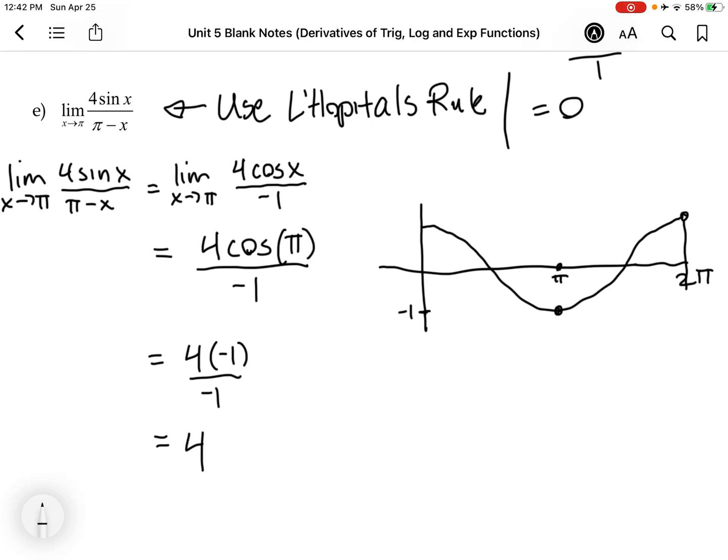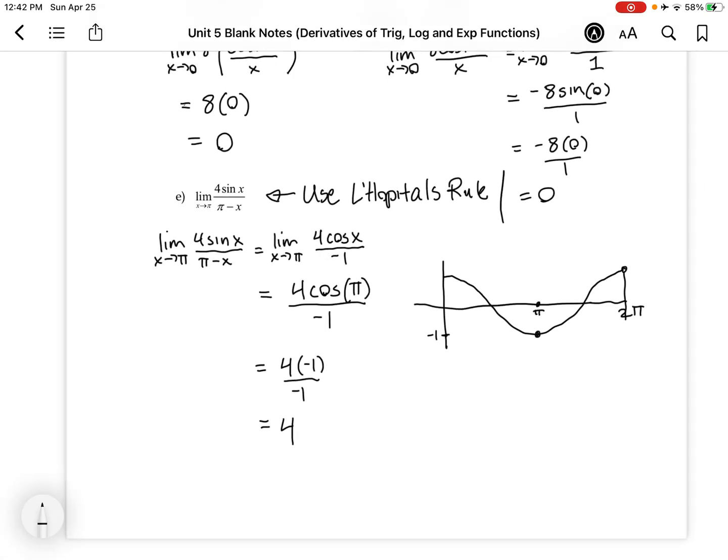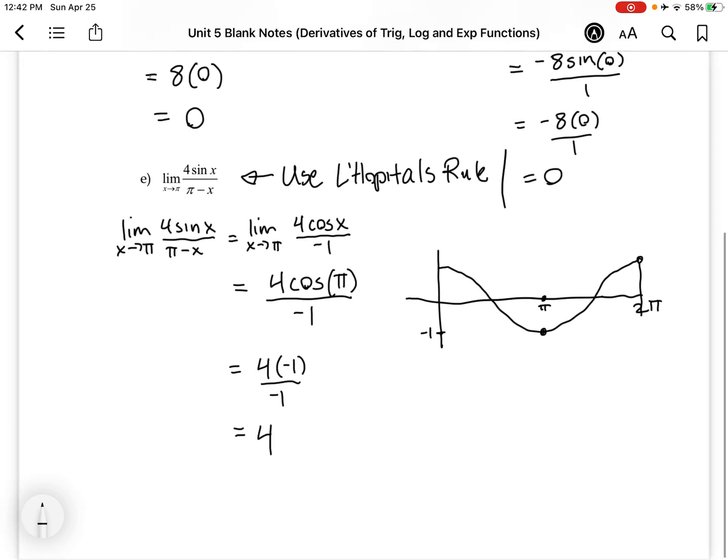All right, so lots of options as to how to approach these questions. L'Hopital's rule is incredibly useful, not just for trig functions, but for all types of limits. And so it will be something that you will revisit going forward into other math courses. Hopefully it's something that you'll use and that you'll practice.